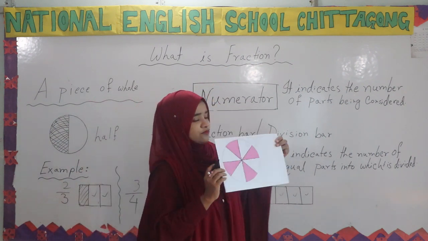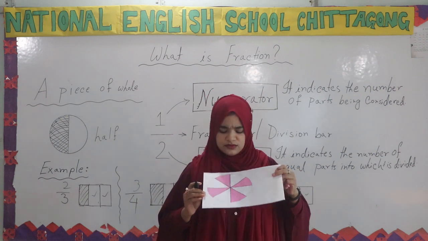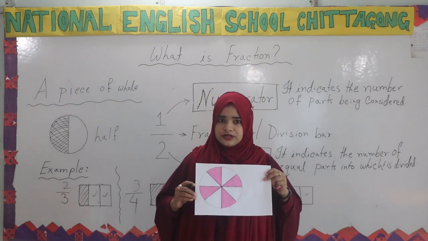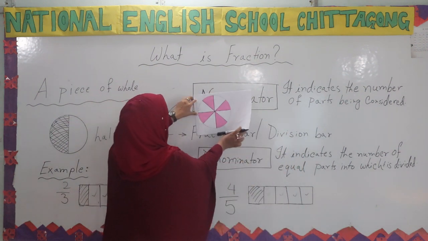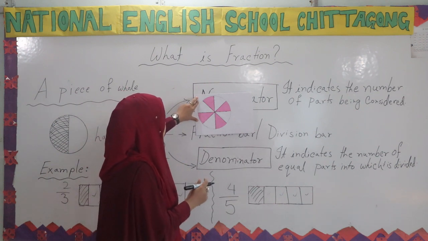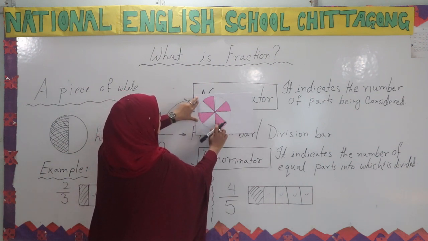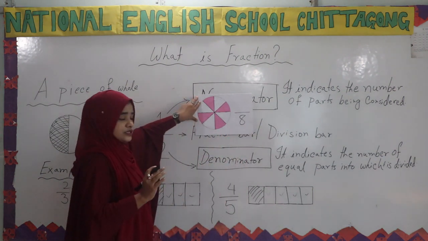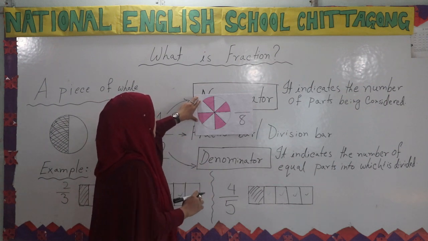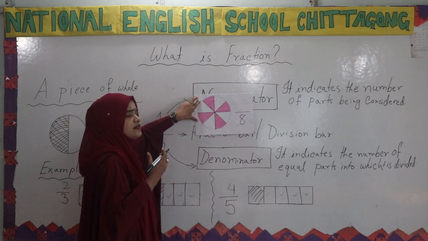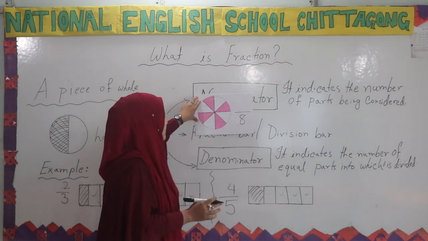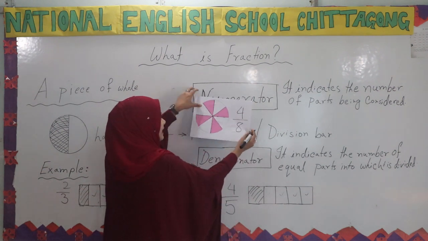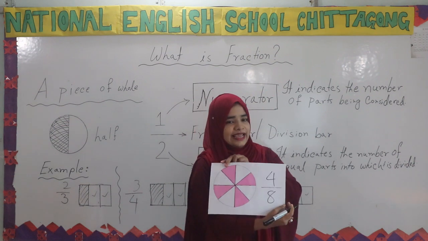The next quiz for you, a circle. Suppose it's a pizza and you have to share with your friend. How many parts is this pizza divided into? 1, 2, 3, 4, 5, 6, 7, 8. So, I have told you that the denominator denotes the whole parts of the whole object. Now, how many parts are colored? 1, 2, 3, 4. So, the fraction will be 4 by 8.